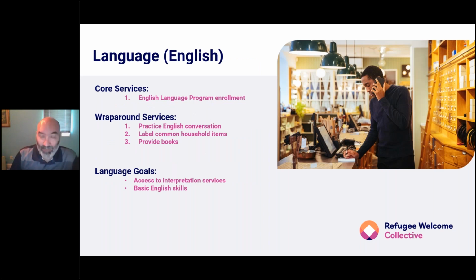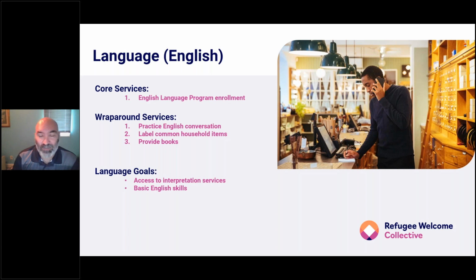When it comes to language, and specifically English here in the United States, there are some core services that can be done, like English language program enrollment. There are some wraparound services that can be completed, like practicing English conversation. Just hanging out with the family and talking is a great way. It's really important. Just being immersed in English and having someone try to communicate in some way is helpful for gaining those basic English skills. And it's also just nice. It feels connecting.